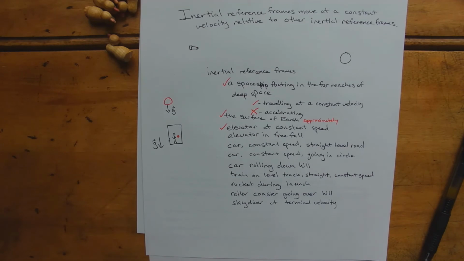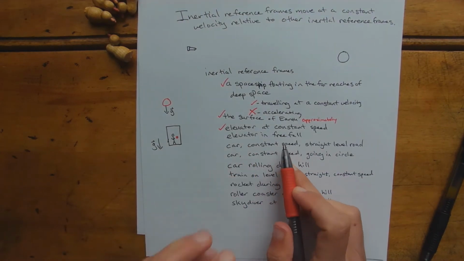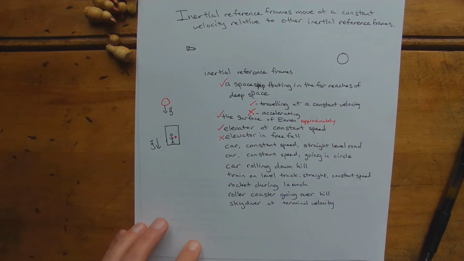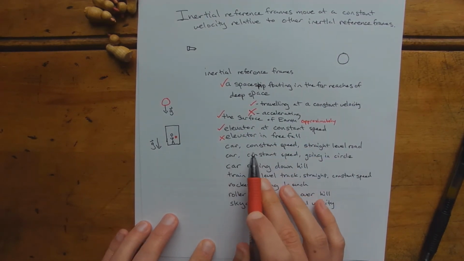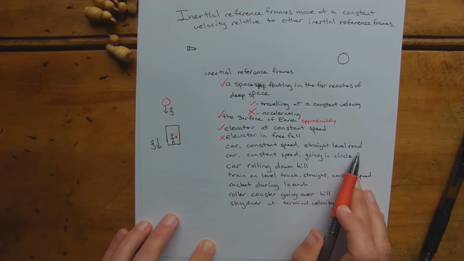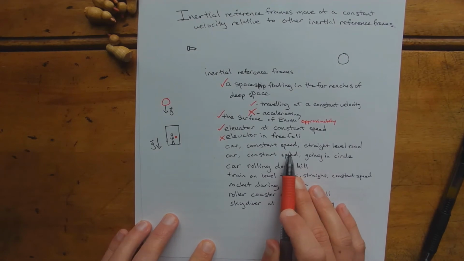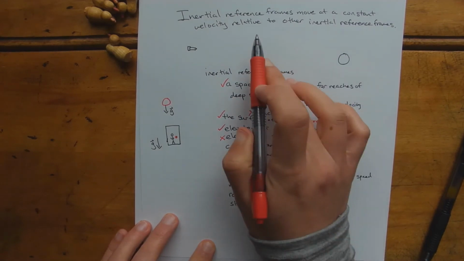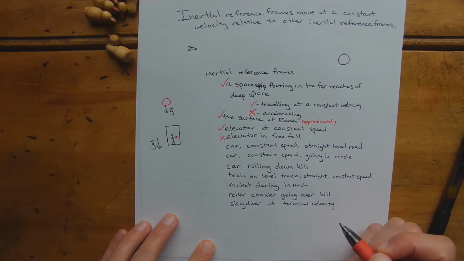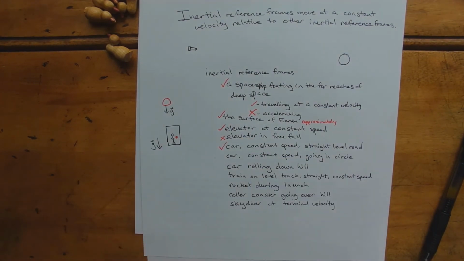And if you get hungry later on, you can just reach out your hand and the orange is right where you left it. So we're going to come back to this later, but an elevator in free fall or an elevator that's speeding up or slowing down is not an inertial reference frame. If a car is going at a constant speed on a straight level road, is this an inertial reference frame? Yes, if it's going on a straight level road at a constant speed, it is therefore going at a constant velocity relative to the surface of the Earth and is an inertial reference frame.